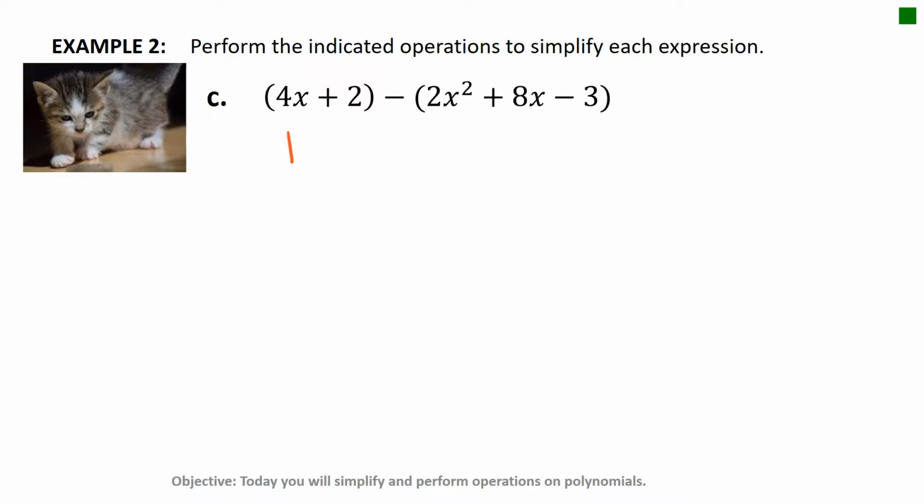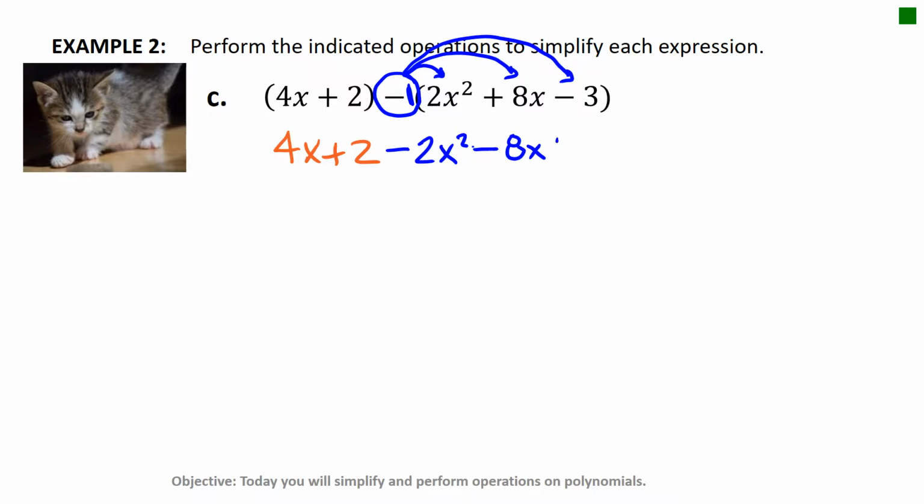So here we've got a 4x plus 2. Look at right there. This is the big thing. This is a minus, which means I have to put a -1 and distribute it. So that makes it a -2x squared. Take that -1 and distribute it, makes it a -8x. Take that -1 and distribute it, makes it a +3.